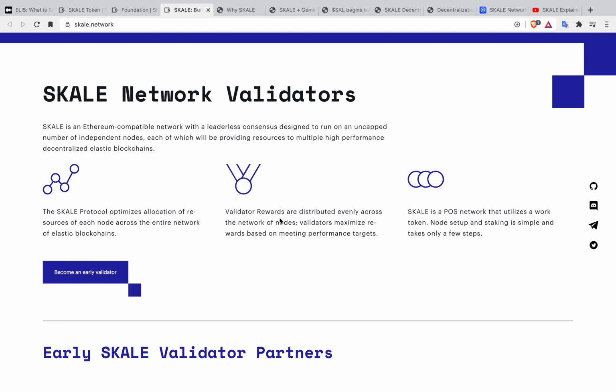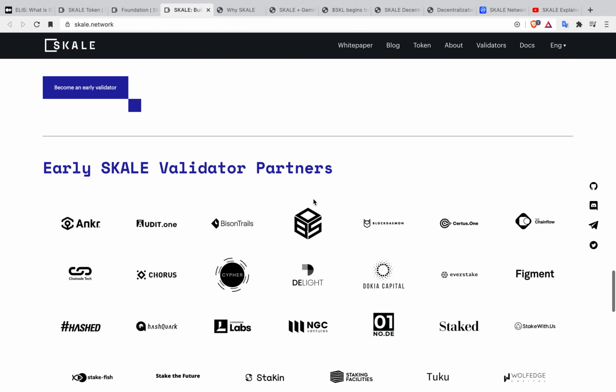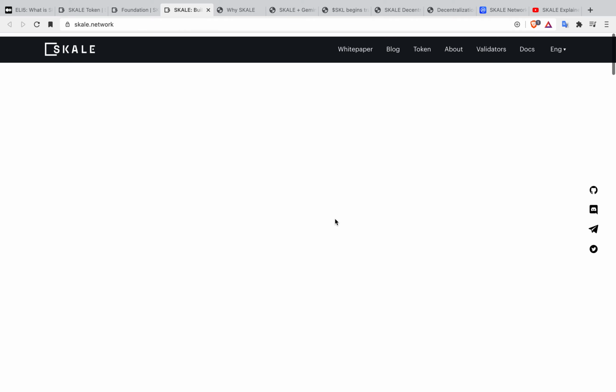Great. And validators' rewards are distributed evenly across the network of nodes. Validators maximize rewards based on meeting performance targets. Not to mention, SKALE is a POS network that utilizes a work token. Node setup and staking is simple and it takes only a few steps. And you can become a validator immediately if you hold enough tokens and if you got your mind set on it.